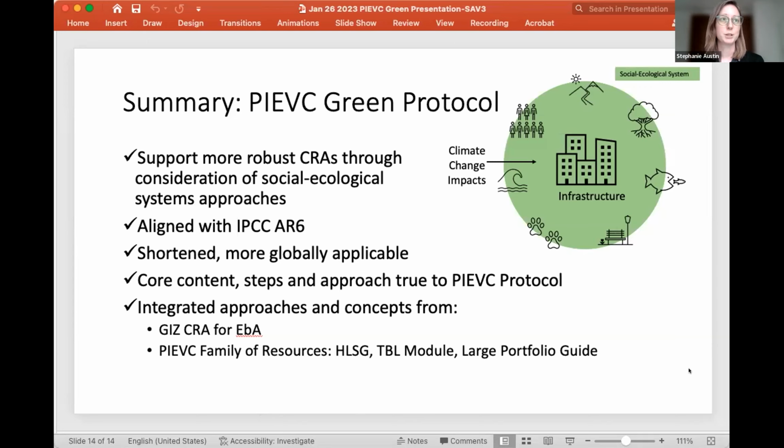We also wanted to make sure that we weren't developing something from scratch, coming in totally new, but keep going with what's been working. And just to mention again, we've been really integrating a lot of approaches and concepts also from the GIZ climate risk assessment for EBA guidance, as well as from the variety of PIEVC family of resources like the high-level screening guide, the triple bottom line module, and a little bit from the large portfolio assessment.